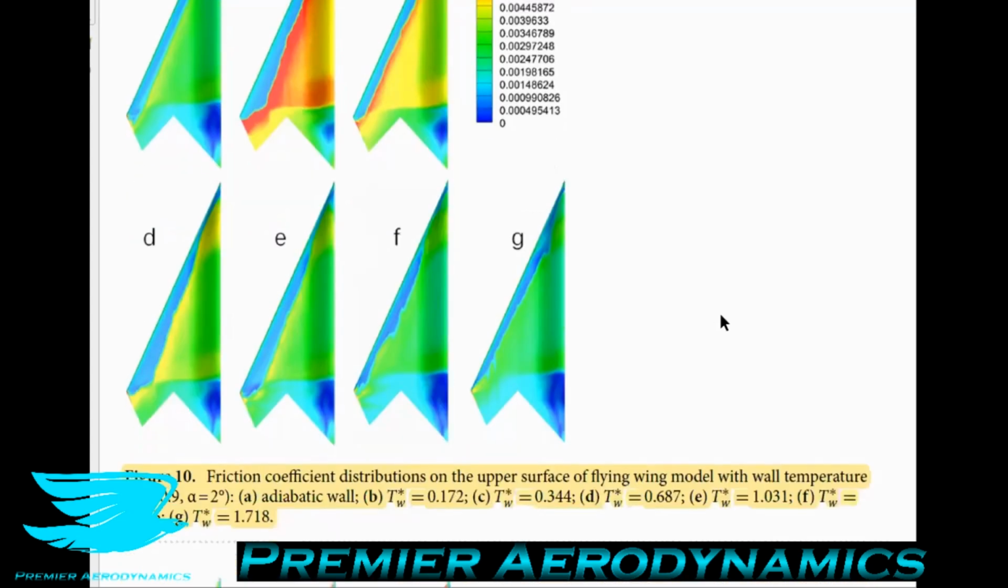And what they're showing is when the wall is cooling a lot, the friction coefficient is very large after this point compared to when the wall is heating it up. And also at the trailing edge, there's a bit of a change in the friction coefficient right at the back of the wing. So that's quite interesting.